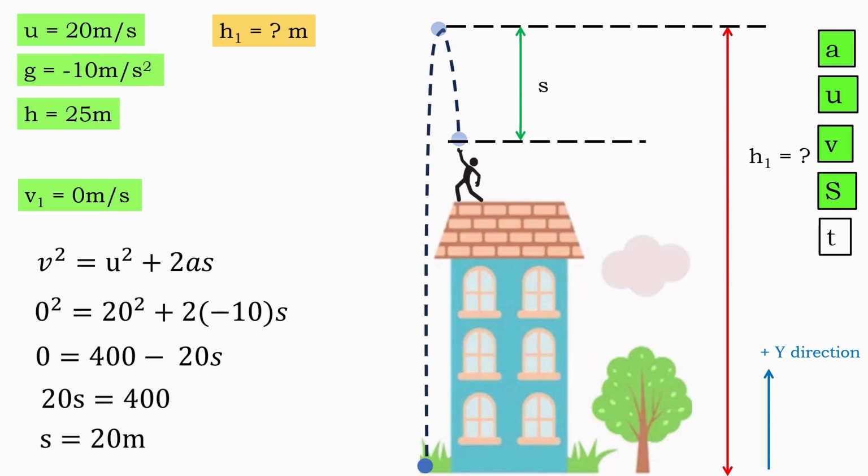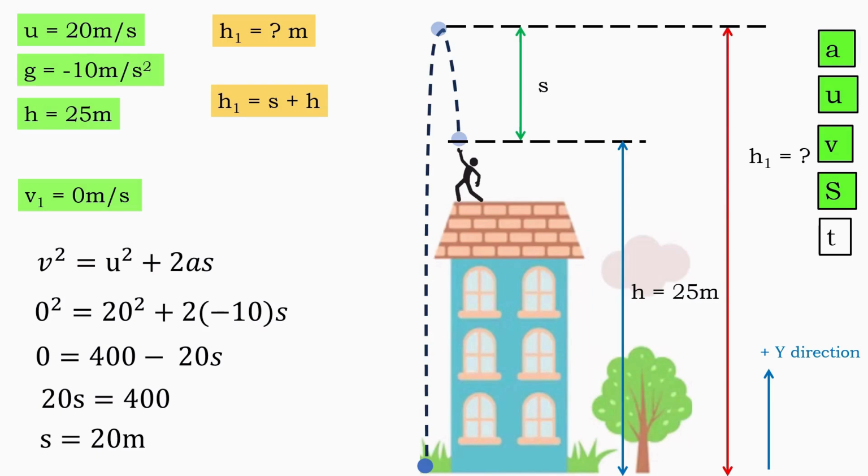This displacement represents the additional height gained by the ball above the point from which it was thrown. However, the question asks for the maximum height above the ground. The ball was already 25 meters above the ground at the instant of release. Therefore, the maximum height above the ground is equal to the initial height plus the additional height gained.